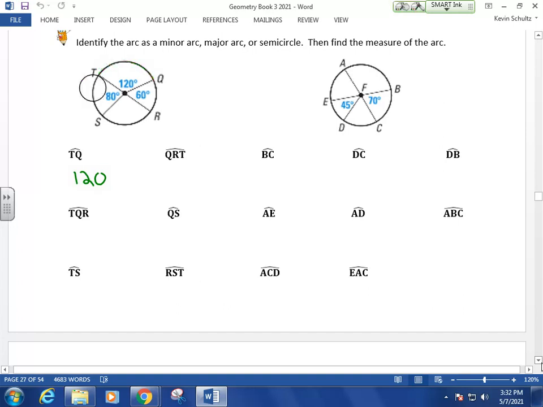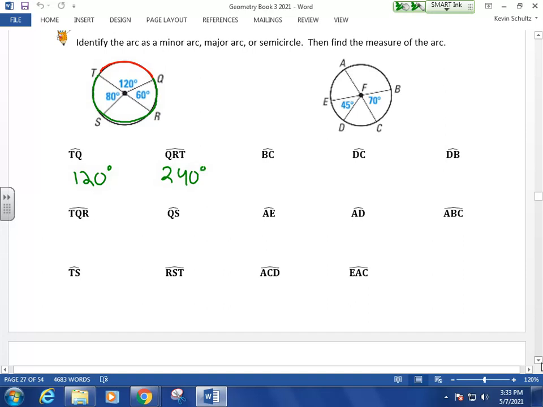QRT, and so here we have a major arc going from point Q through point R all the way up to T. And we talked about a couple different methods that we could find this, but probably the most efficient is that if we know there are 360 degrees in a circle, and the part that we don't want up top here is 120, then 360 minus 120 will give us the part that we do want, 240 degrees.